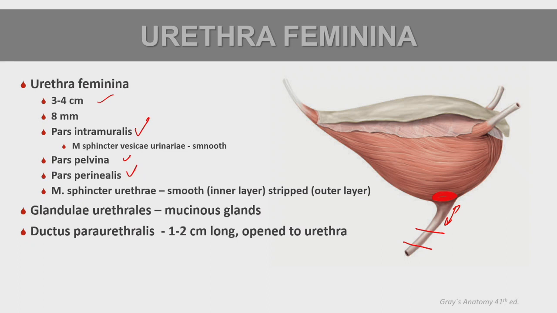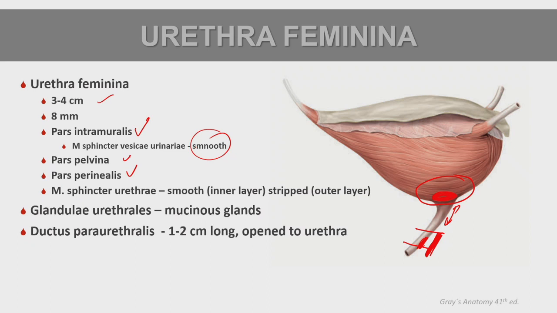perineal membrane. The perineal membrane is composed of muscles and fascias, and it has the sphincter urethrae. Sphincter urethrae is made from a smooth inner layer and a striped outer layer. In comparison to the muscle localized in the ostium internum, the sphincter vesicae urinariae, which is made from smooth muscle.